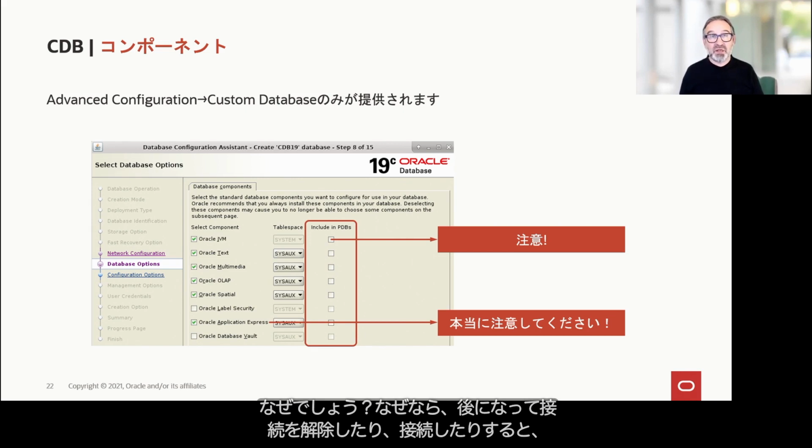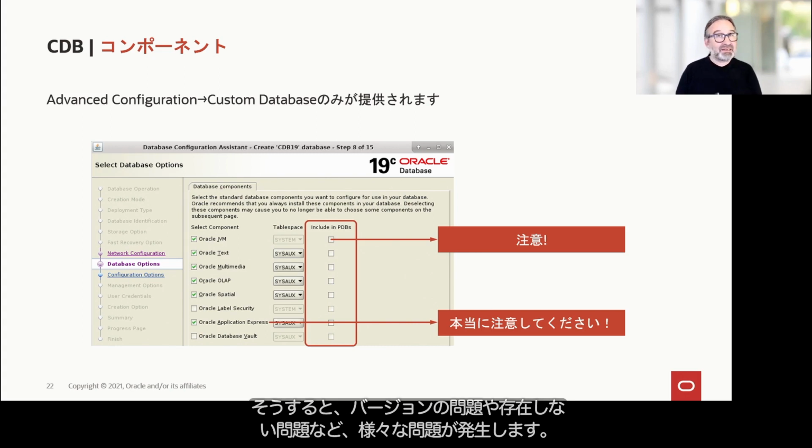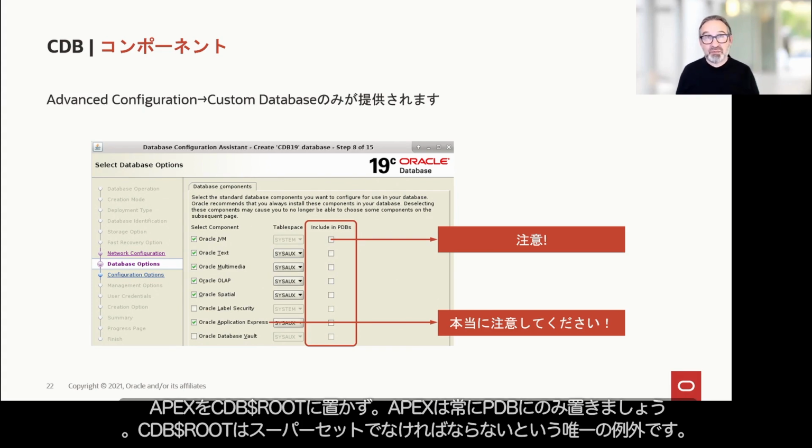Why not? Because if you start unplugging and plugging in later on, you need matching Apex versions in the CDB root of the receiving one if you have it in your root. And this creates all types of various problems and issues with versions or with non-existence and whatever. No Apex in CDB root, Apex always only in the PDBs, and this is the only exception from the rule that the CDB root has to be the superset.